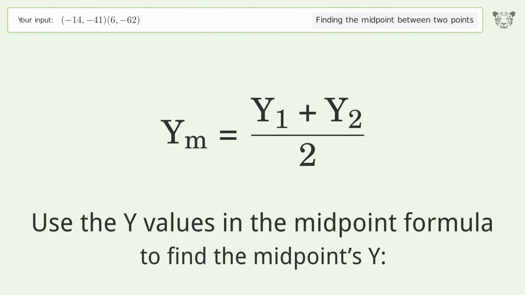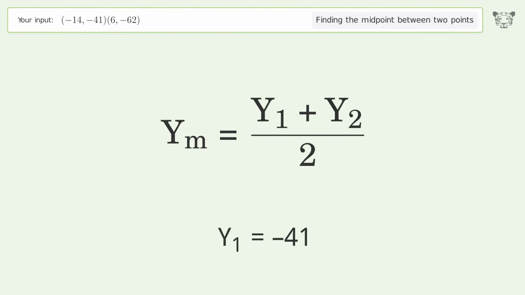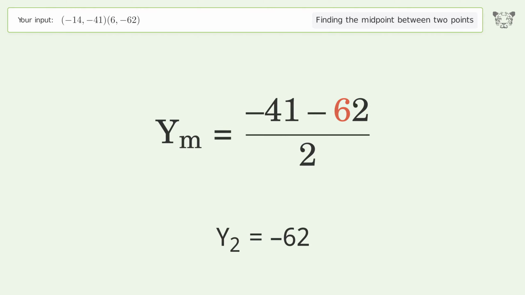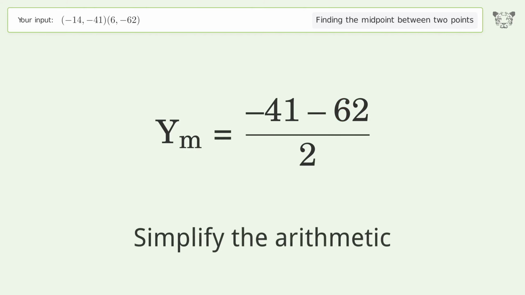Use the y values in the midpoint formula to find the midpoint's y. y1 equals -41. y2 equals -62. Simplify the arithmetic.